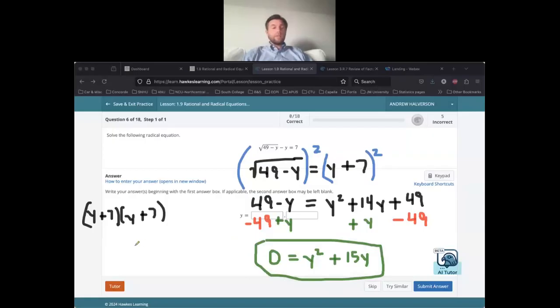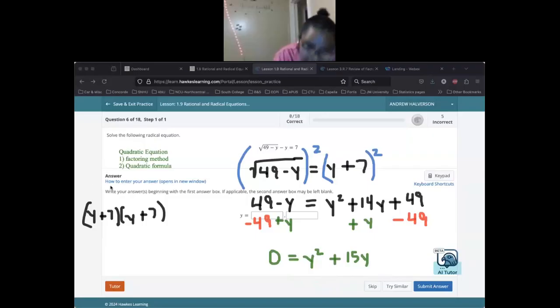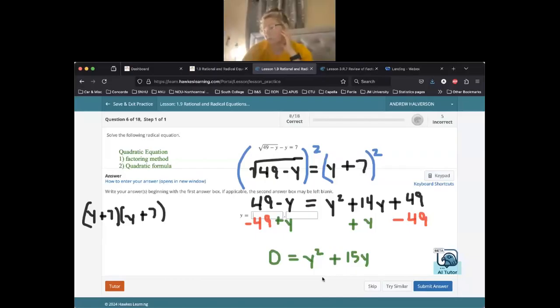So we've got this: 0 equals y squared plus 15y. What next? Alarm bell should be going off. This is a quadratic. So what are the two methods for a quadratic? Because it's a quadratic equation, I can either do a factoring method if it's factorable, or the quadratic formula. Is this thing factorable? I know your 15 can't be squared, so I know it's not like that. So I would do the quadratic formula. Anybody else?